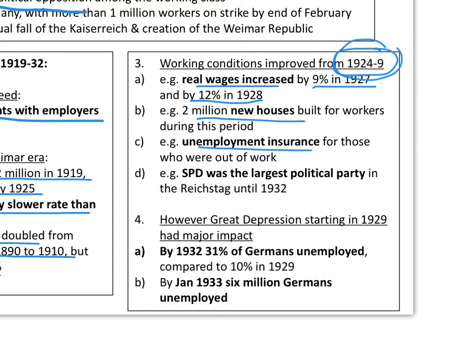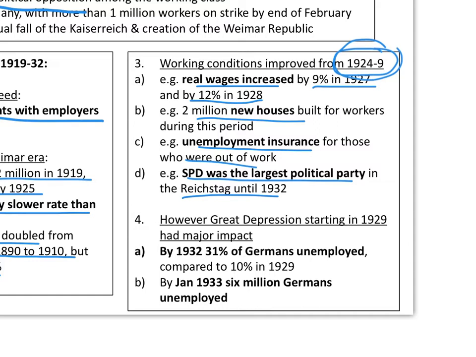Unemployment insurance for those who were out of work. And of course, their party was the largest political party in the Reichstag until 1932, we must not underestimate that. And also the SPD, remember, Germany was still a federal system, so there were separate parliaments for the different states within Germany, and the largest state was Prussia. Throughout the whole of the Weimar Republic, the SPD dominated and controlled Prussia. And of course the capital of Prussia was Berlin as well.